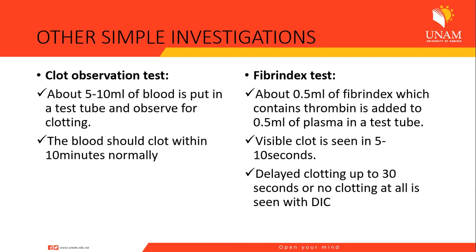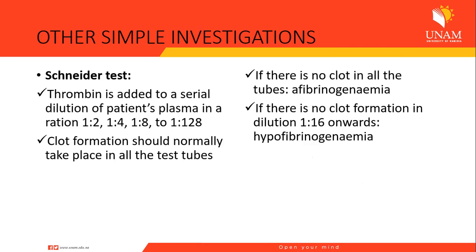The other one is you can withdraw 0.5 ml of thrombin solution, which contains thrombin, and add it to 0.5 ml of plasma in a test tube. In 5 to 10 seconds, you must see a visible clot. Delayed clotting up to 30 seconds or no clotting at all is associated with DIC. These are simple tests you can do in the OR, especially when you are faced with suspected cases of DIC.